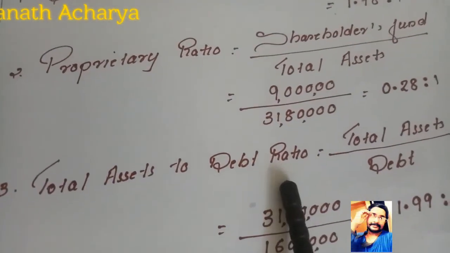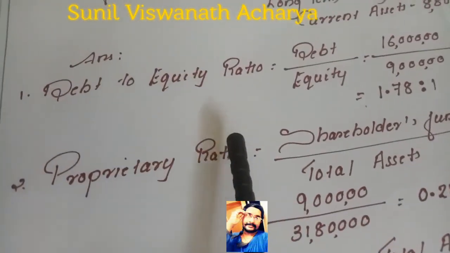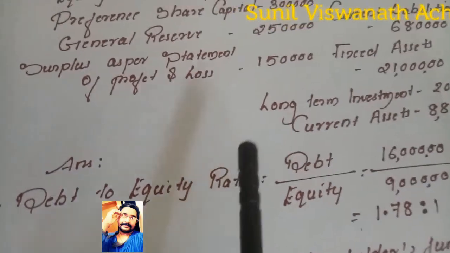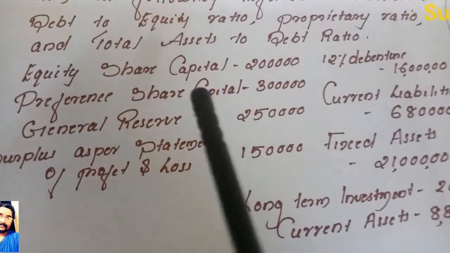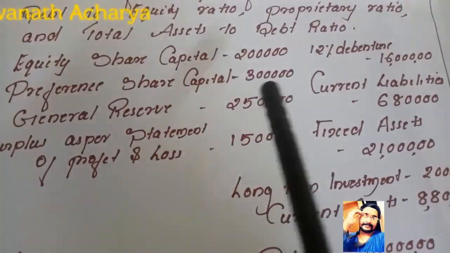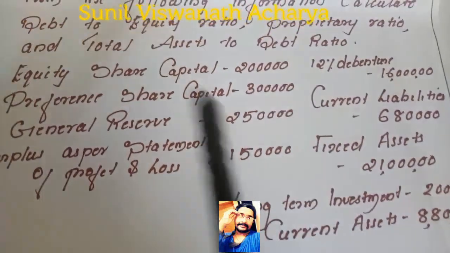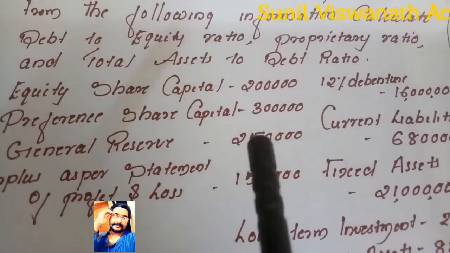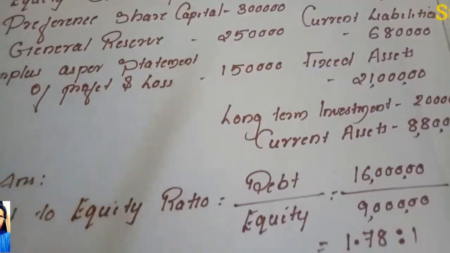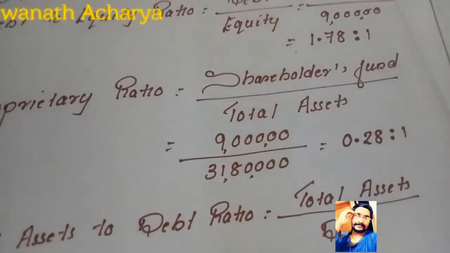So total asset to debt ratio, proprietary ratio, debt to equity ratio, how to calculate? You understood? If any of the information is not directly given, how to find out the information, I said in the previous lecture. So go through that video also and practice the questions very well.